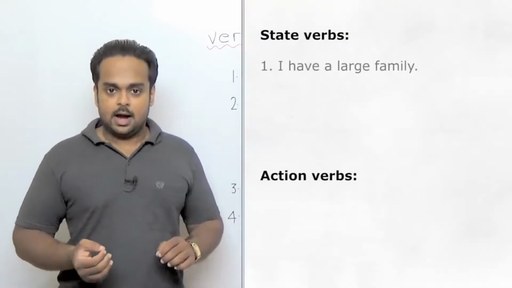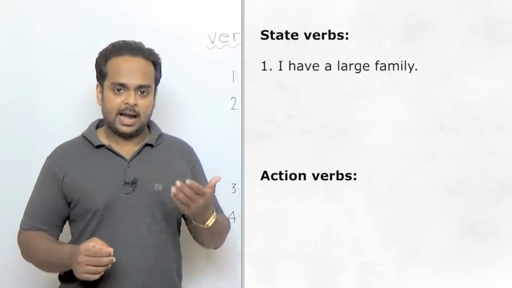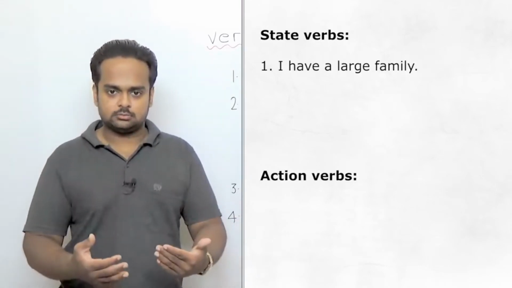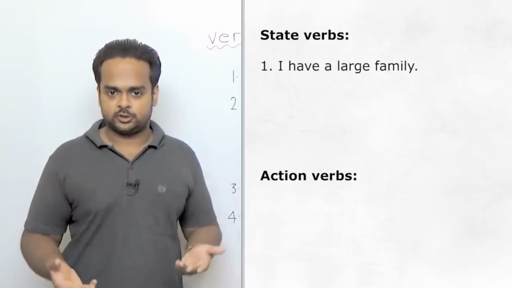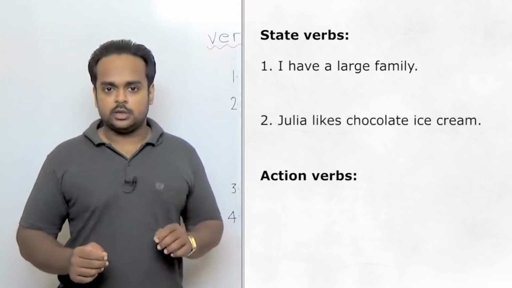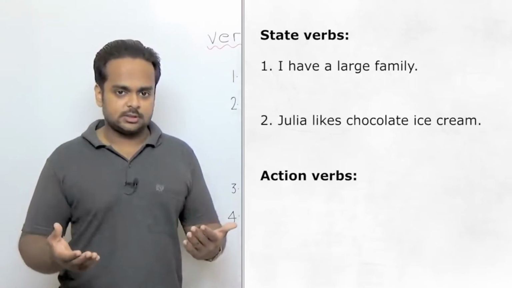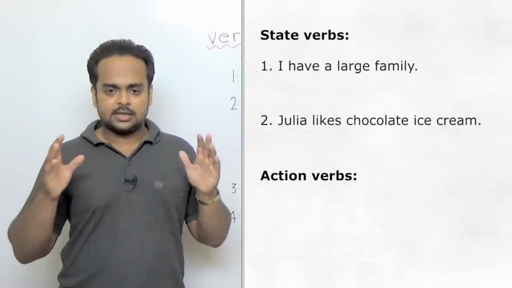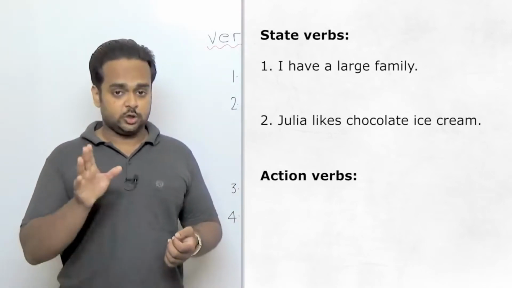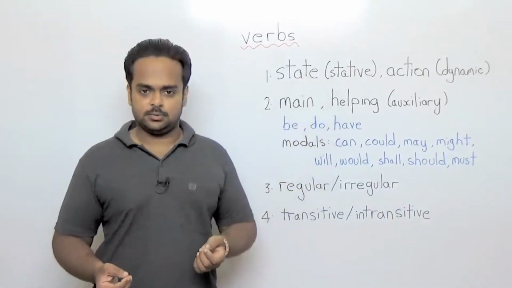Now when I say, "I have a large family," here I'm using the state verb have. That means I'm not talking about doing any physical action. I'm just telling you about a situation, in this case, about my family. Or if I said, "Julia likes chocolate ice cream." Is Julia doing any action in that sentence? No. That sentence just gives you some information about Julia. We're still using a verb, like, but it's a state verb.